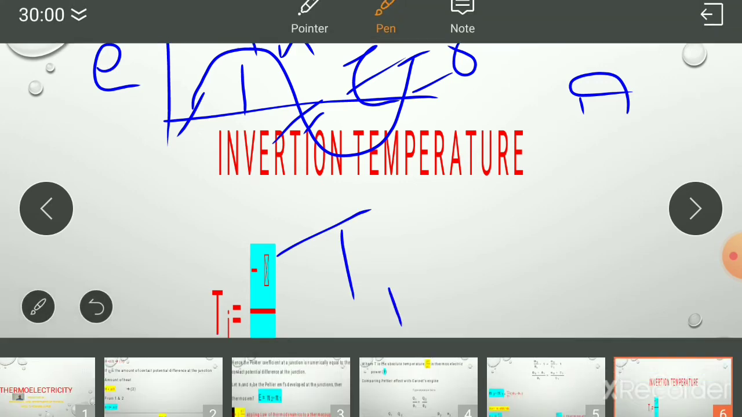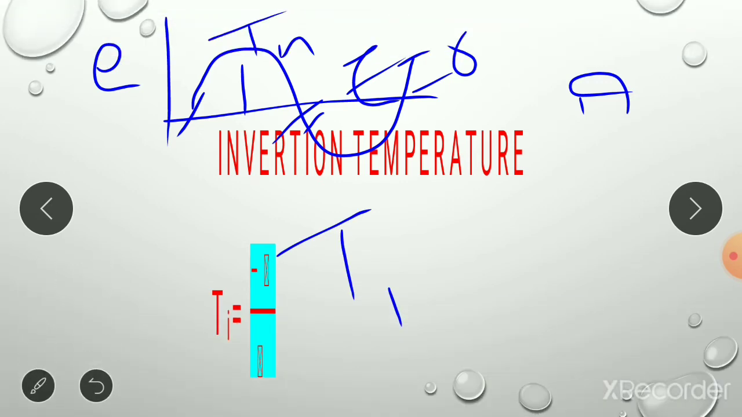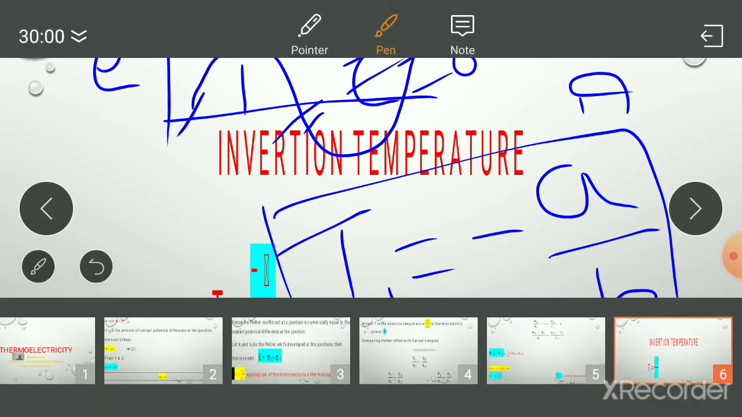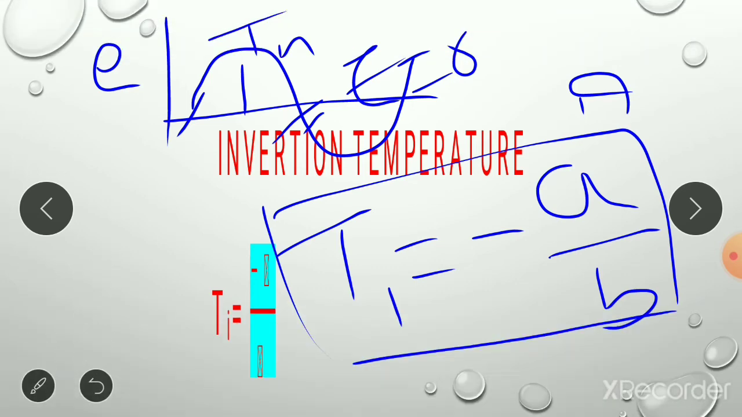So therefore what is T high? T high equals minus A divided by B. This is the required expression for inversion temperature. Recall here T high or theta i is minus A by B. What are A and B? A and B are Seebeck coefficients or thermoelectric coefficients. So this is very important for a 2 marks question or 2 marks problem. They give data of A and B, find out the inversion temperature.